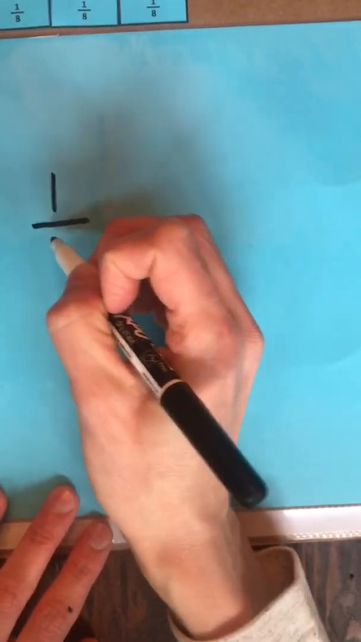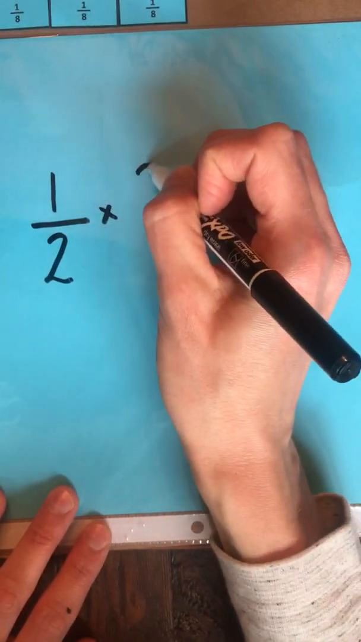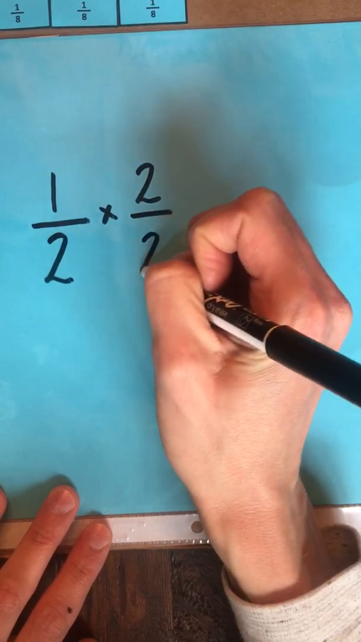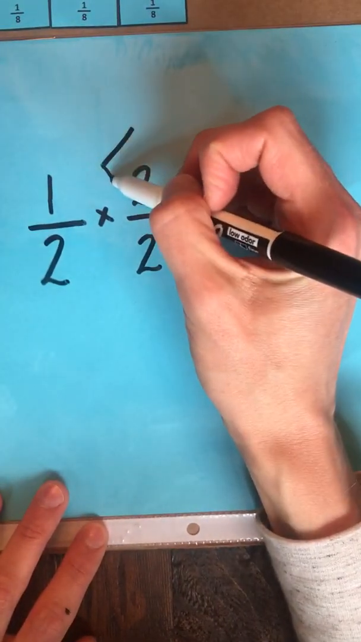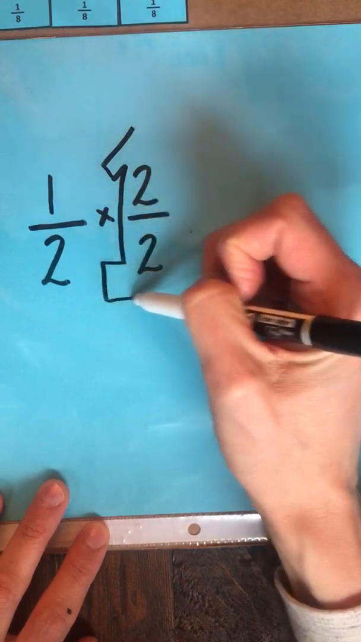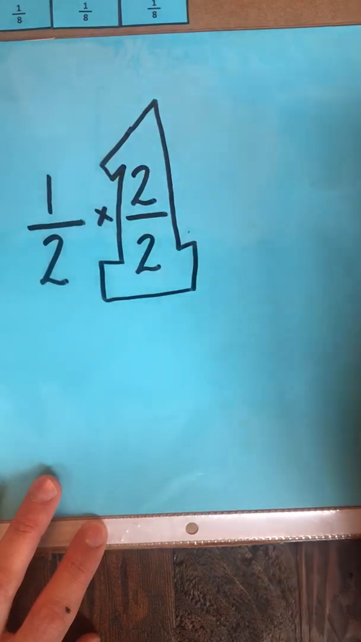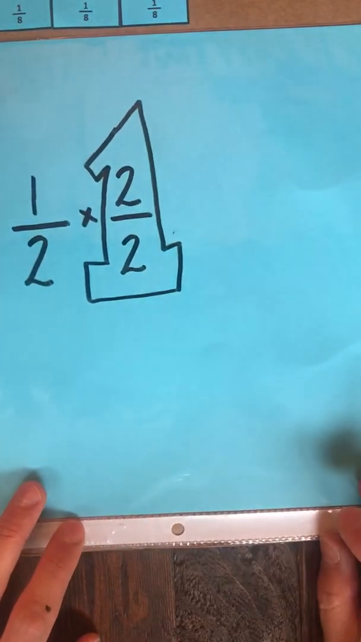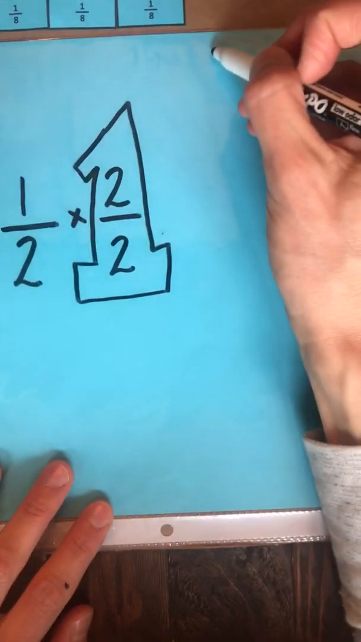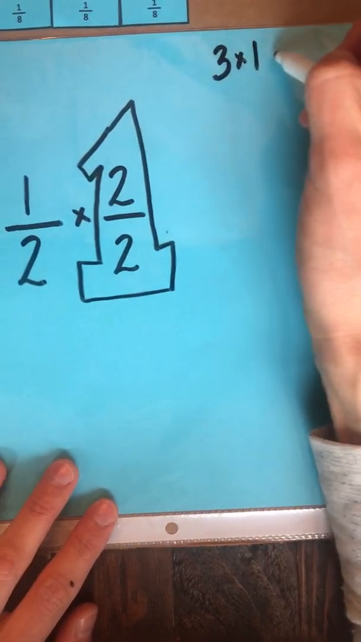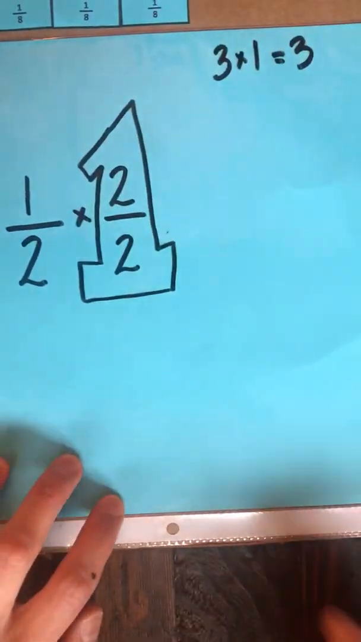So again, if I take my fraction 1/2 and I multiply my fraction by the fraction 2/2, remember 2/2 is really equal to 1 whole. Remember we talked about that in our video on Monday, okay? So 2/2 is really equal to 1 whole. So when we multiply any number times 1, it's equal to, that's right, that number.